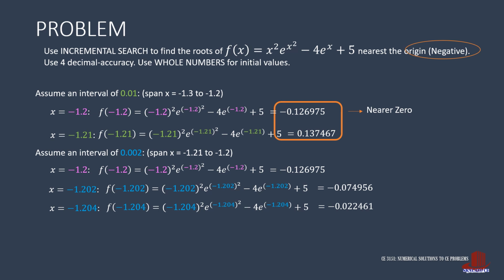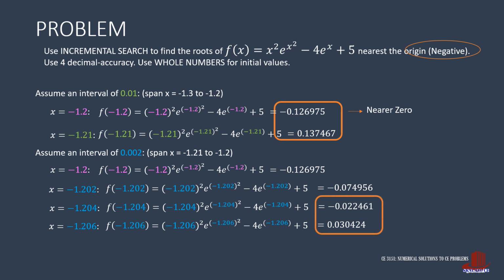Still negative. Try the next increment and plug in negative 1.206 into the function, which then results to positive 0.030424. The sign jump ends the iteration of this interval, and since we haven't earned that many zeros yet, we have the next set of iterations using x of negative 1.204.